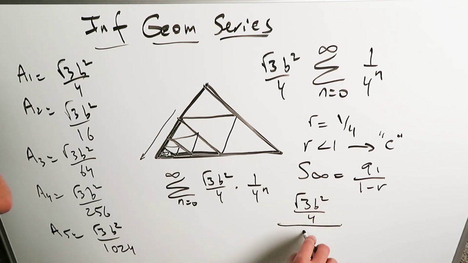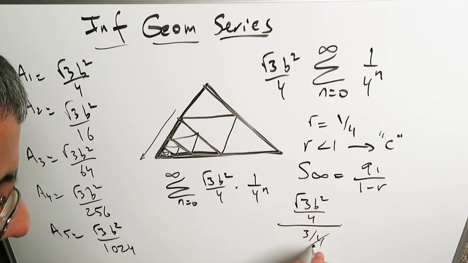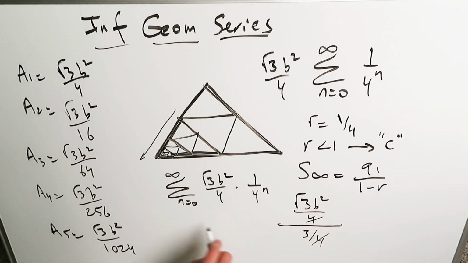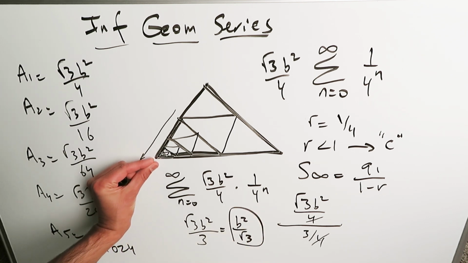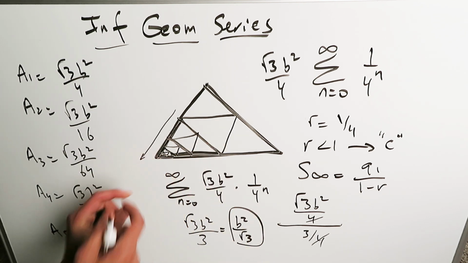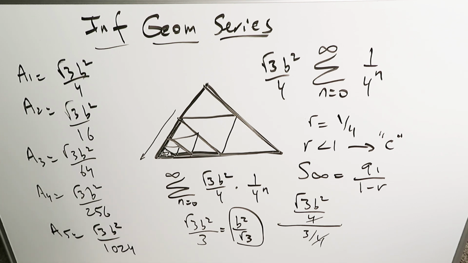1 minus 1 over 4 is 3 over 4. The 4's will cancel out. You'll end up seeing you'll have root 3 b square over 3. When you simplify this, you'll have b square over root 3, and this will represent the sum of all your equilateral triangles here in the corner as you're examining them, and that will be the total of your sum, and it'll make sense.